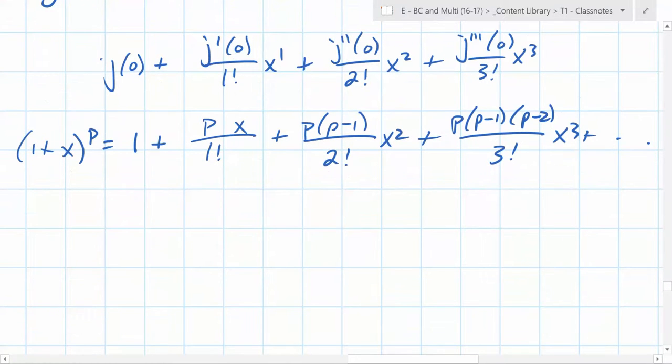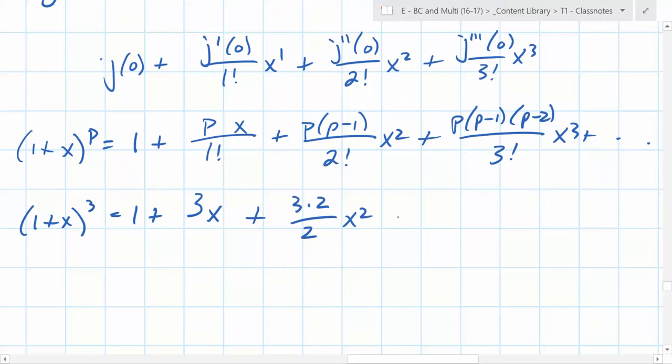So for example, I could ask you, what is 1 plus x cubed? This theoretically goes on forever, right? Absolutely. But eventually you get p minus 3. What's the next term? 0. What's the term after that? 0. So it stops, and you can find out exactly what it is. It's going to be 1 plus 3x plus 3 times 2 over 2 factorial x squared plus 3 times 2 times 1 over 3 factorial x cubed.